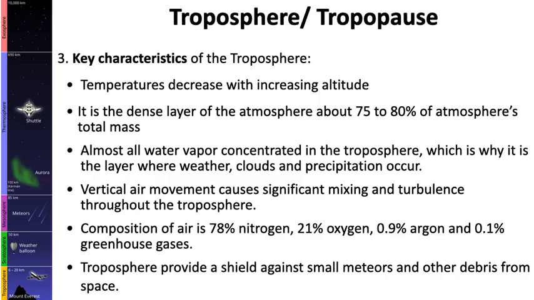This is where air exists, and air is composed of 78% nitrogen, 21% oxygen, 0.9% argon, and again, just 0.1% in greenhouse gases. And another function, the troposphere sort of provides us protection from small meteorites and other debris from space.